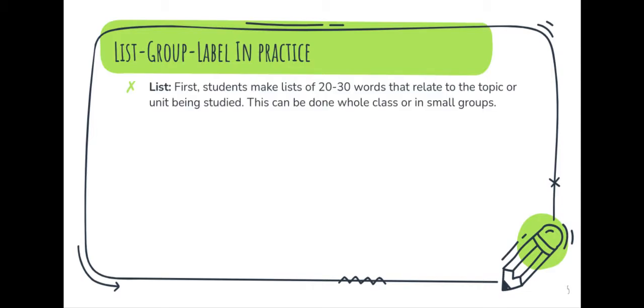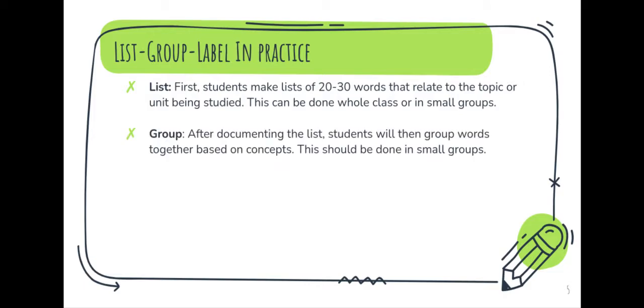So first, students are going to make lists of vocabulary words that can relate to the topic or the unit being studied. The list can be generated individually if the students are older, but younger groups may choose to do this as a whole class activity. After documenting the list, students will then be broken into small groups, and they'll begin organizing the words based on concepts or how they are related to each other. Lots of discussion and maybe even some facilitation is good here.